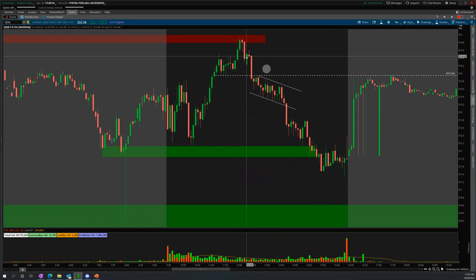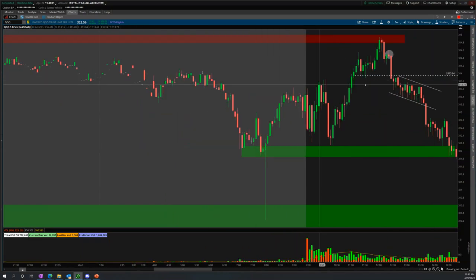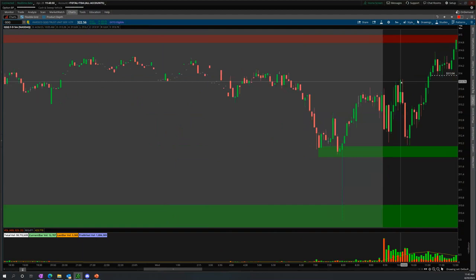Well, what that's telling you from a market auction perspective is that buyers are still present, but sellers are way stronger, right? And that's how we have to be able to look at these candles. We have to be able to look at these candles and say, hey, this is bullish, right? We're rallying.